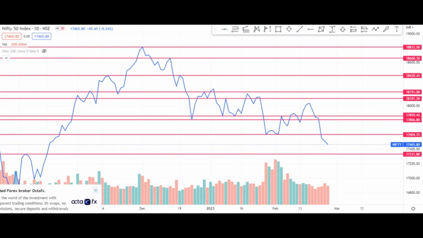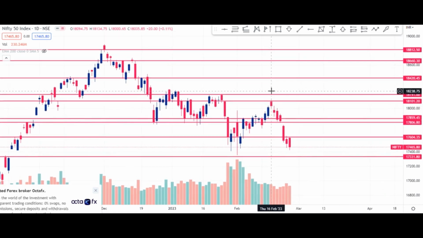And now when you switch back to your candlestick chart, you can see the price has reacted exactly at those zones. So this is the easy way to mark your support and resistance.